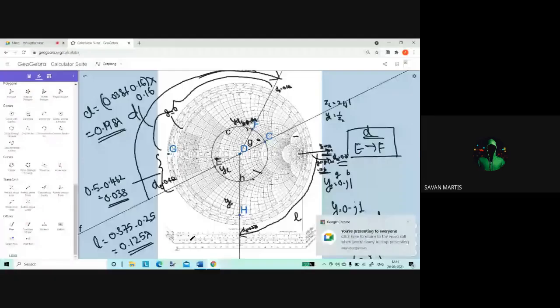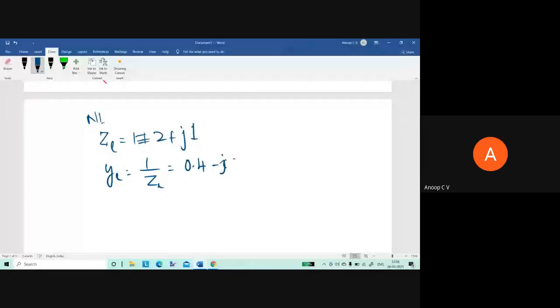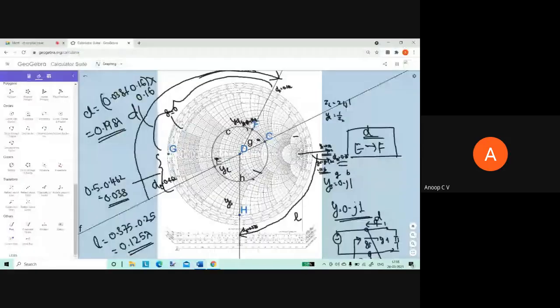ZL, the normalized impedance, was 2 plus J 1. So YL is equal to 1 by ZL, and we are getting 0.4 minus J 0.2. And in the problem, when we took the diametrically opposite point, what did we get for YL? 0.38 plus J 0.2, I guess.